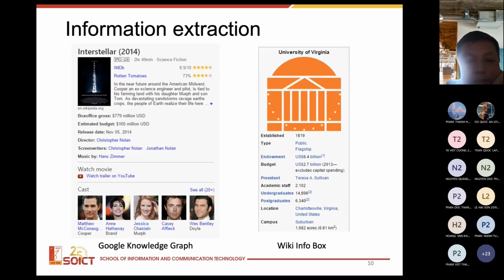Okay. So you might do some research on the term knowledge graph to see how they implement the knowledge graph from the internet, right? It's quite a very big system nowadays, powering the web search engine.